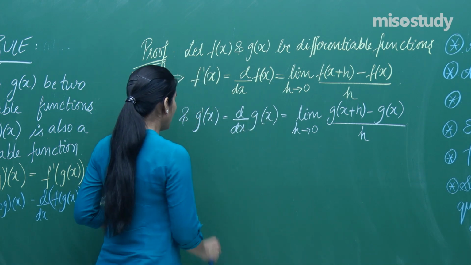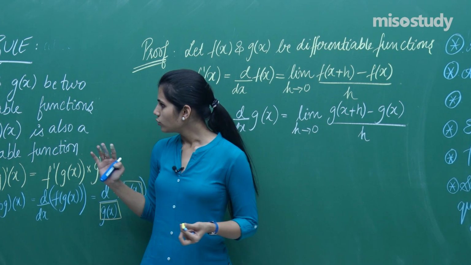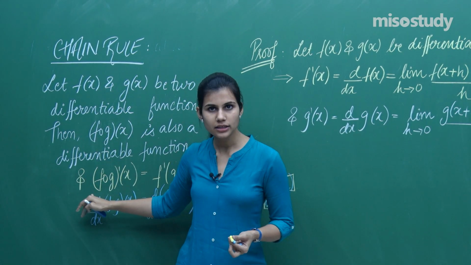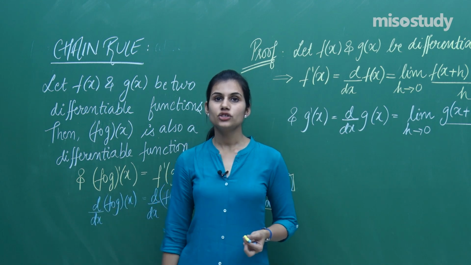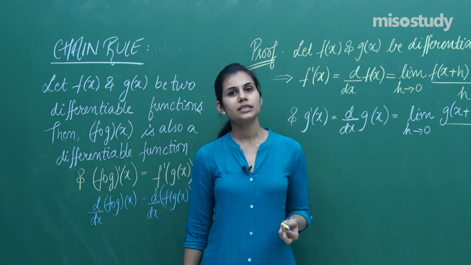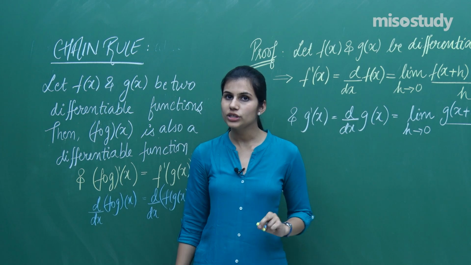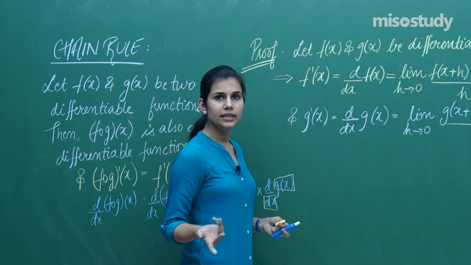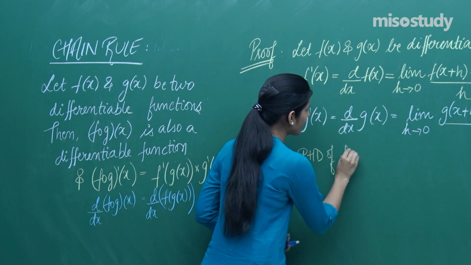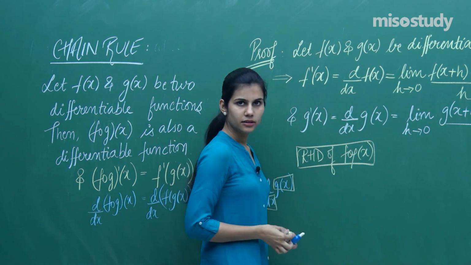Fine. I have to show that FOG is differentiable. I have to basically talk about FOG dash of x. When will this function exist? If at every x FOG is differentiable, which means the left hand derivative of FOG at x is equal to the right hand derivative of FOG at x. Let's talk in particular about the right hand derivative of FOG at x. Fine. Let's talk about this.